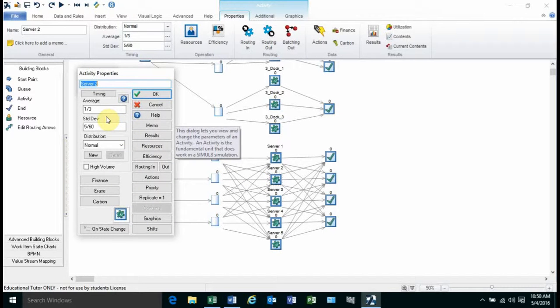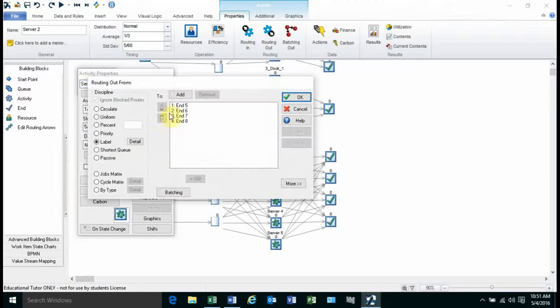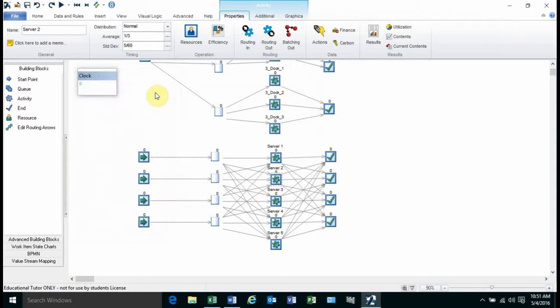I can do 3 per day, so the service time is 1/3 of an hour, and the standard deviation is 5/60ths of an hour. I route out based on my label. So that's where the high priority go, low priority go. That way I can tease out my time in system for each of those.